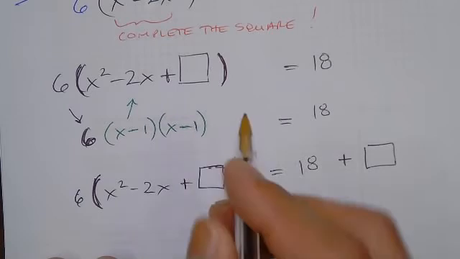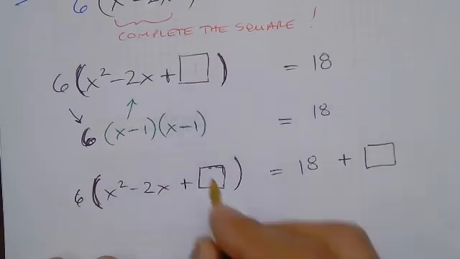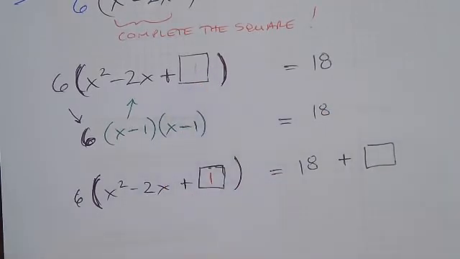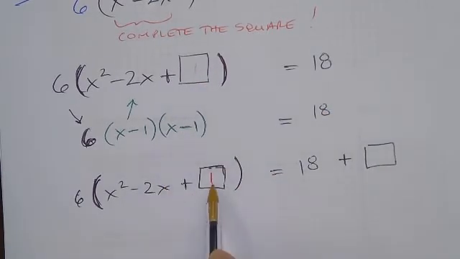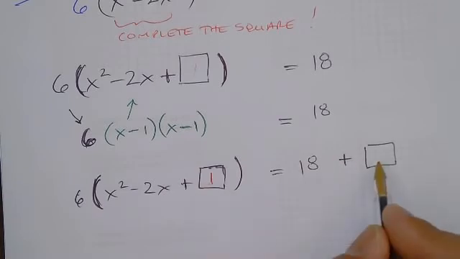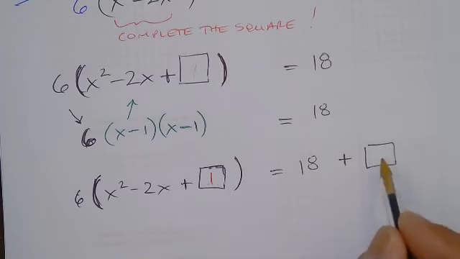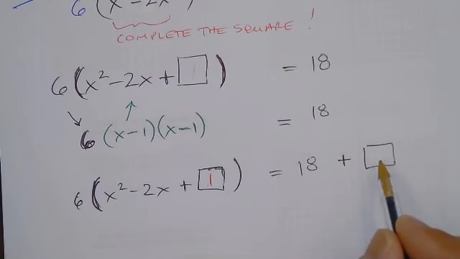A 1, right? Because 1 times 1 is 1. You would add a 1 right here, right? Or I copied it over. You add a 1, right? Because -1 times -1 is 1. You guys agree with that? To complete the square? And if I add a 1 here, what do I add over here? A 6.